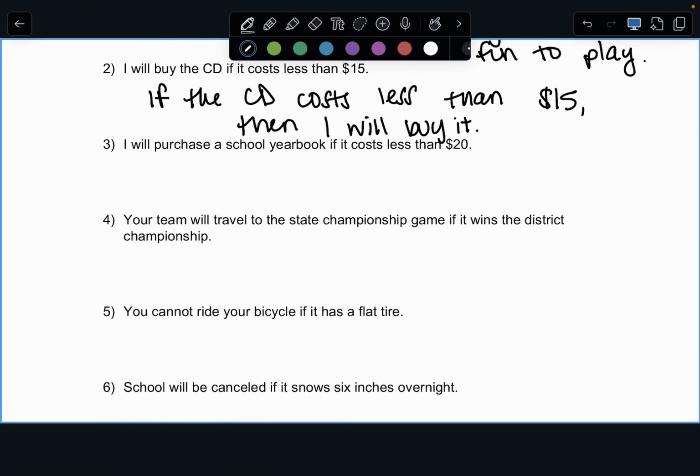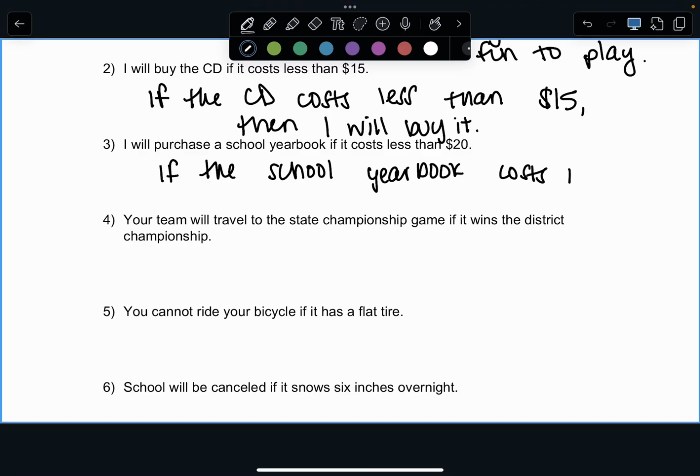Next one, I will purchase a school yearbook if it costs less than $20. Cece, what's my condition? If what? If the school yearbook costs less than $20. Yeah, 20. Sorry, not 15. If the school yearbook costs less than $20, then what happens, Cece? Then I will purchase it. Perfect. I will purchase it.